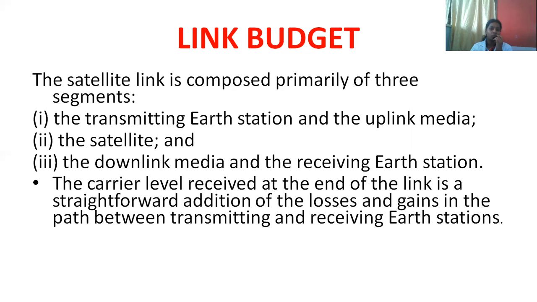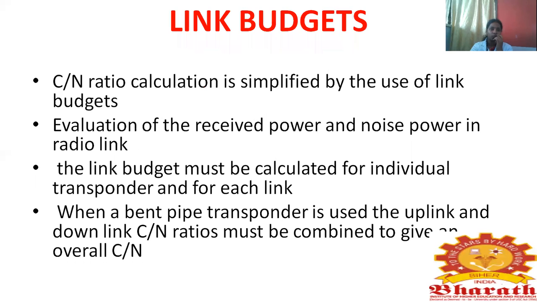When you go for the carrier level received at the end of the link, it is going to be a straightforward addition of losses and gains. So how much loss you have and how much gain you have, you're going to consider everything in between the transmitting and receiving earth stations. The carrier to noise ratio calculation can be done and simplified using link budgets. Another advantage of link budget is the evaluation of received power and noise power in the radio link.